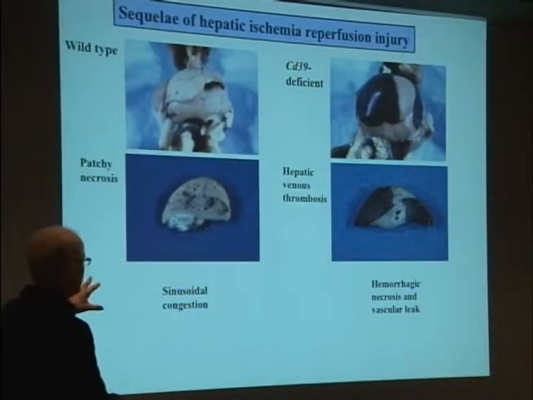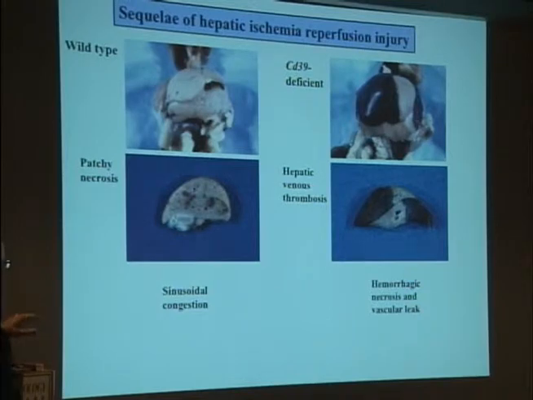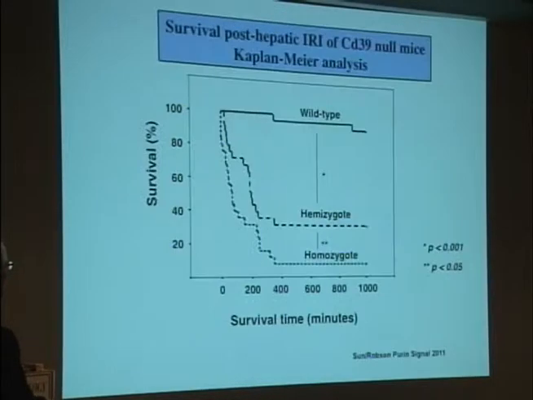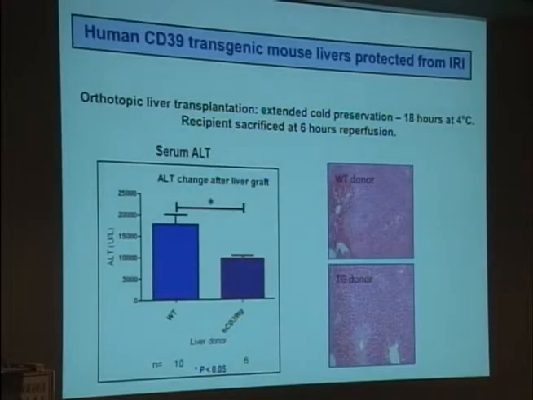So in the absence of CD39, I'll just show you a few examples. You do an ischemia-reperfusion injury, even in just a one gene deficient animal, not even a full knockout, you start getting this massive venous thrombosis, hemorrhagic necrosis, and vascular leak. And the survival curves for hemizygous and knockout are measured in minutes after ischemia-reperfusion of the liver. And you get similar patterns whether you're doing ischemia-reperfusion of the heart and other organs.